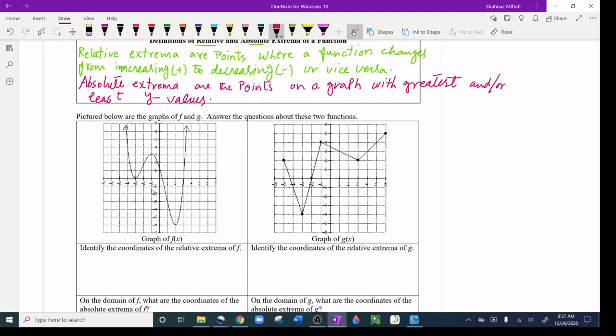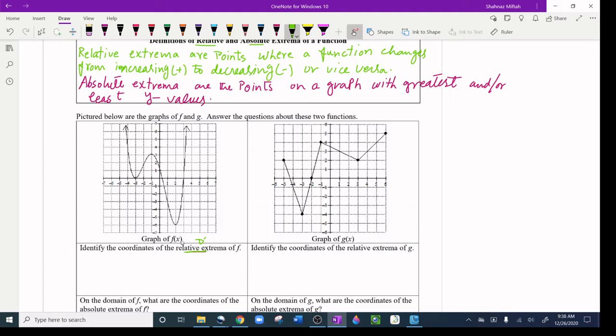Pictured below are the graphs of f and g. Answer the questions about these two functions. Identify the coordinates of relative extrema of f. This is the f graph and that's the g graph, which means both of them are my original graphs. Relative maximum and minimum deal with the first derivative. We make it equal to 0, get the sign chart, and find critical points. Since this is the original, I have to draw tangent lines so I can get my relative extrema, which means positive to negative and negative to positive.